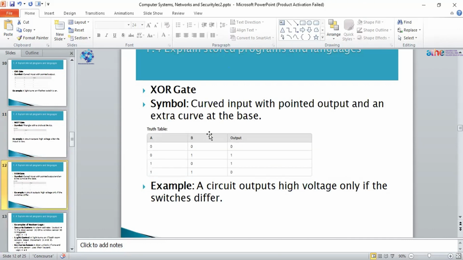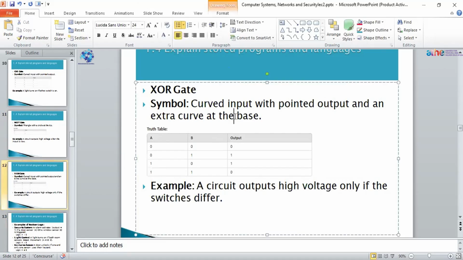After the NOT gate, we have the XOR gate. So what is the output for the XOR gate? It is the combination of the NOT and OR gates. So first of all, you apply the OR gate on it, and then you take the complement of that.